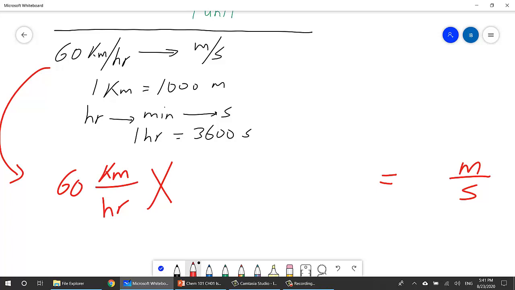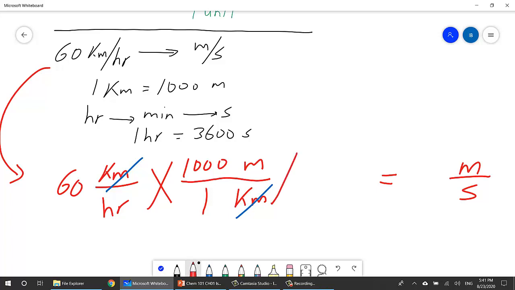So first of all, I want to change kilometer to meter. It makes sense here to multiply by a factor where kilometer is down and meter is up. But one meter is not equal to 1 kilometer. From the conversion factor, we know that 1 kilometer is equal to 1,000 meters. So that's good. The kilometer will cancel out. So now we have meter per hour. We are not there yet.